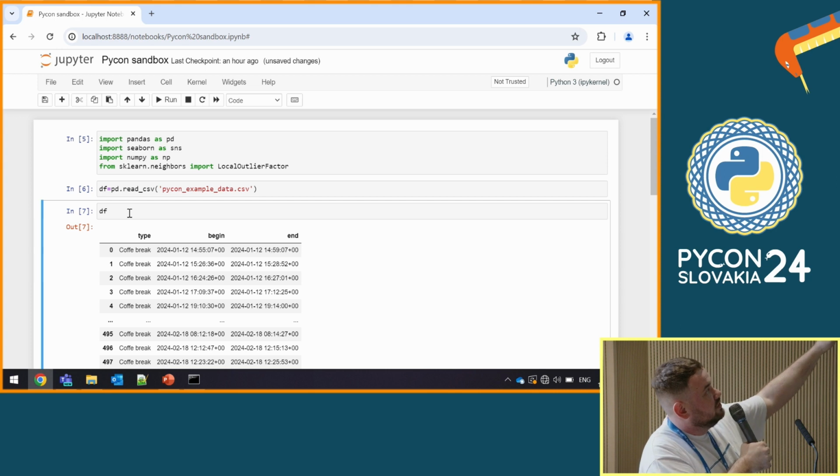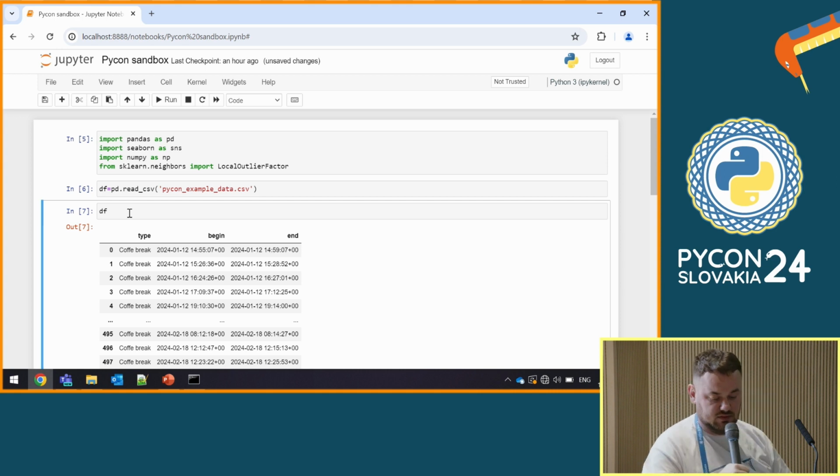Okay. So if we look at it, we have their event type, which can be coffee break. We have a starting point and an ending point. In this way, we have a time series data based on some events. There can be many events. It depends on the use case and how we process it.